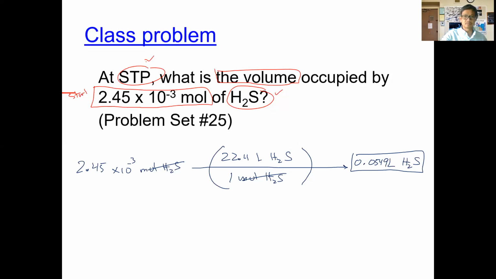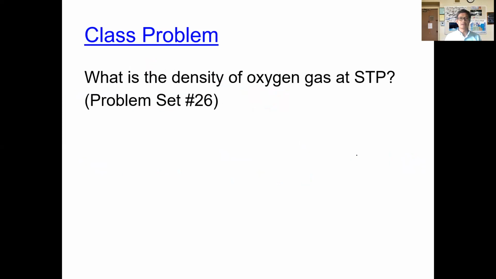Let's do another problem. It's number 26 in your problem set. Take about a couple minutes again to work out this problem here, and then I'll work it out for you. At least try to set it up.